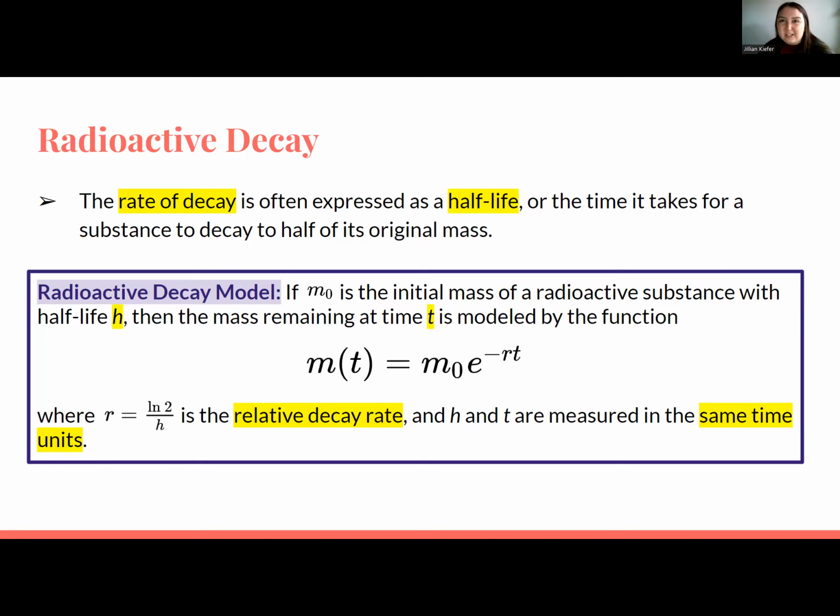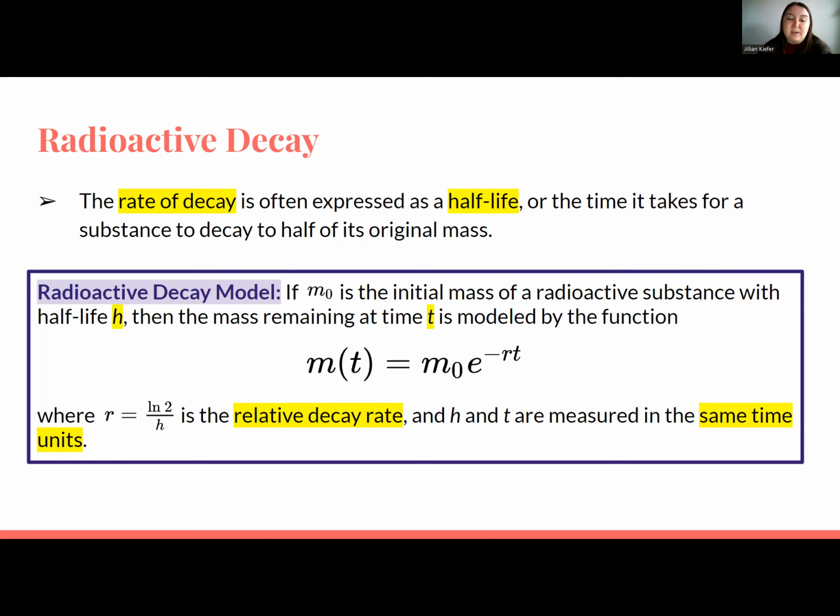So just remember that half-life is the time it takes for a substance to become half of what it originally was. So for a radioactive decay model, we say if m naught is the initial mass of a radioactive substance with a half-life of h, then the mass remaining at time t is modeled by this function. M of t is equal to m naught times e to the power of negative r times t, where r is the natural log of 2 divided by h, and it is the relative decay rate, and h and t are measured in the same time units. So this is our function here.